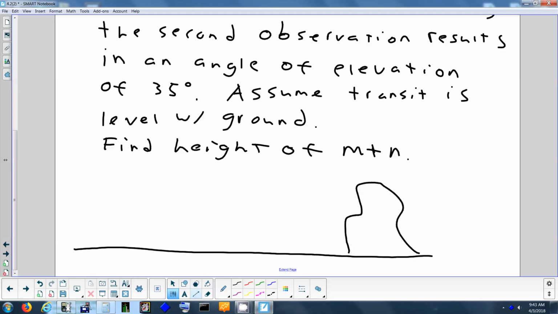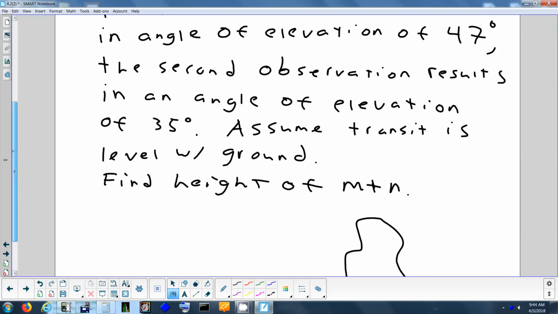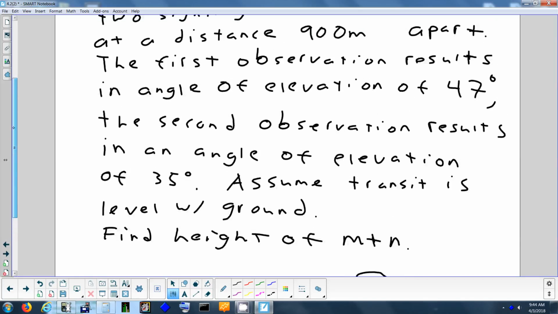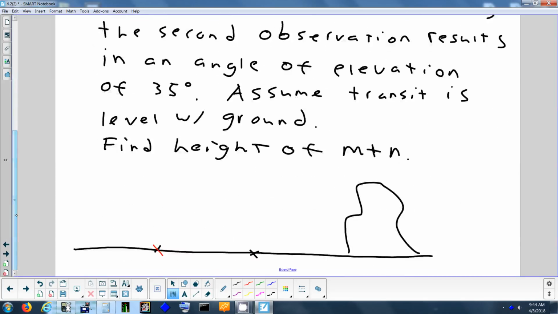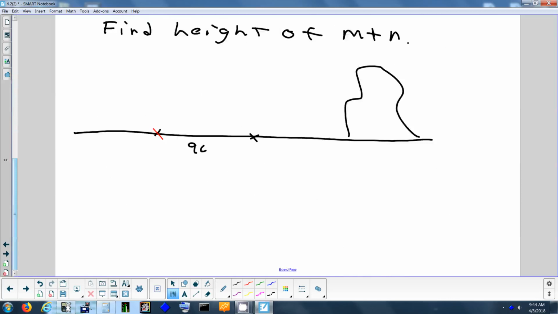It's a little steep on the back, so be careful. We're going to take 2 sightings of it. We'll do one from here, one from there. How far apart are the 2 sightings? Yeah? We don't know. Yes, that's one thing we have to know to be able to do this. 900 meters. They're 900 meters apart. So that's 900.